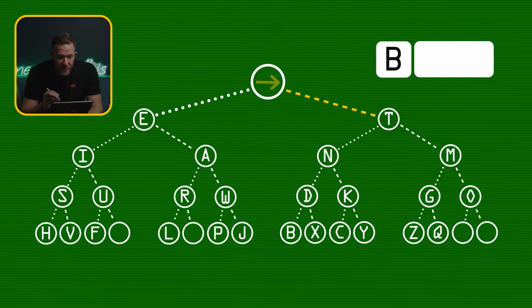Now let's say we want to figure out what B is. It's pretty deep down the tree. Let's trace it. So I go to the right to get to T, that's a dash. I go to the left to get to N, that's a dot. I see that I have to go down to D and B, which are both dots. So B is actually a dash, dot, dot, dot. Congrats. Now you know Morse code.